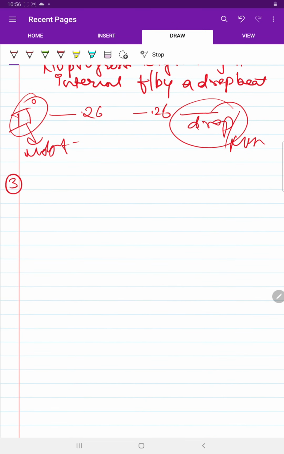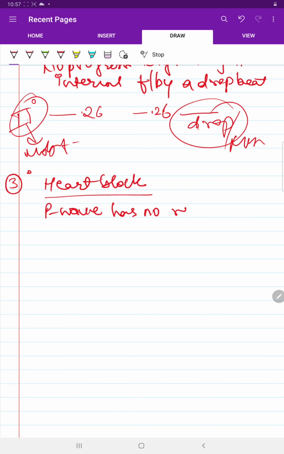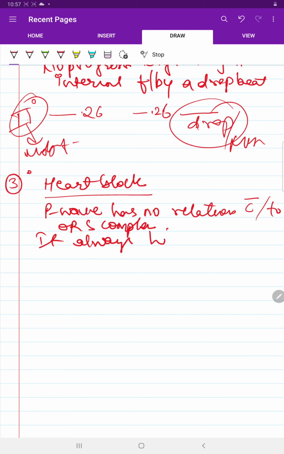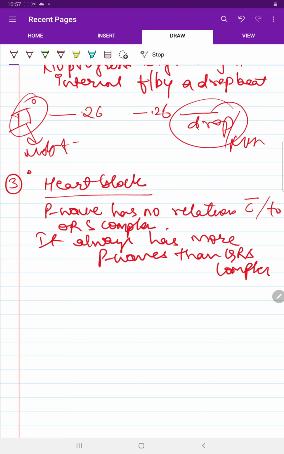Moving towards type 3 or third degree heart block. In third degree heart block the P wave has no relation with the QRS complex. It always has more P waves than QRS complexes. Understood? More P waves.